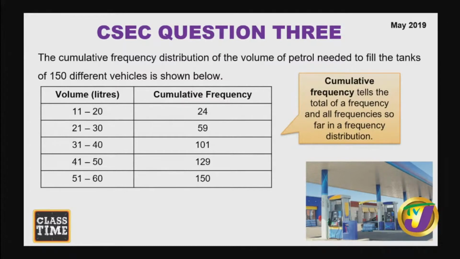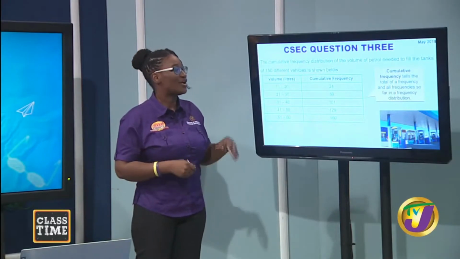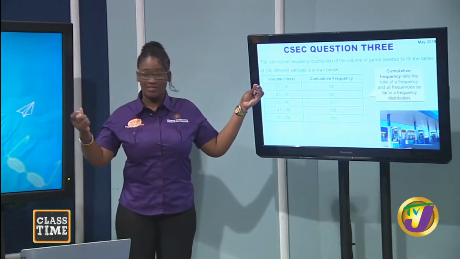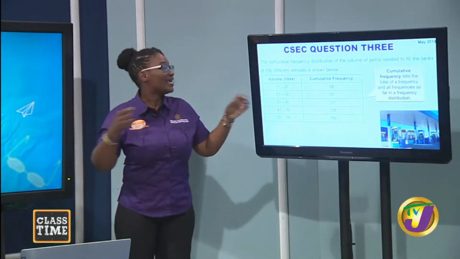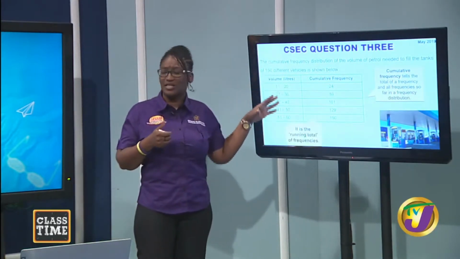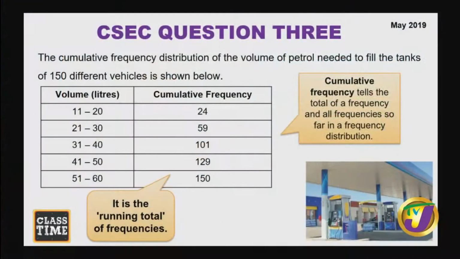Cumulative frequency tells the total of a frequency and all frequencies so far in a frequency distribution. Stop right there. I want you to say it again slowly. So the cumulative frequency is going to tell us that particular frequency and all the frequencies so far in a frequency distribution. Very important. So let's see what that means as it relates to this particular table. Another way of putting it, it's the running total of the frequency. And as I said, we're adding on each time.